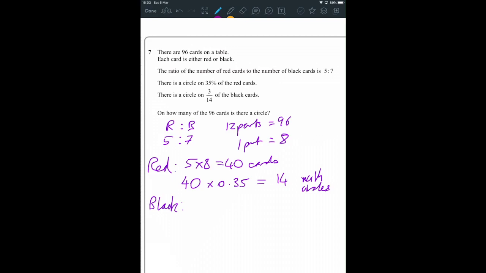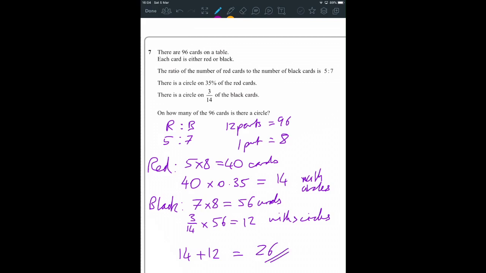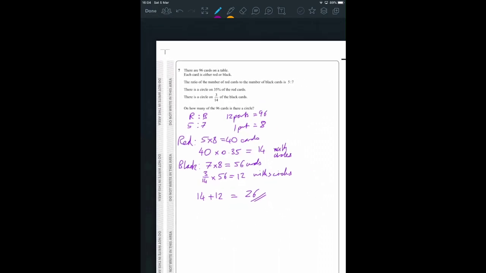Now for the black, it was 7 parts, each part being 8, so there are 56 black cards. We've been told that 3/4 of that 56 have circles, so 56 times 3/4 is 42 with circles. So you've got 14 red with circles and 42 black with circles, so you have a total of 56 cards with a circle on them.